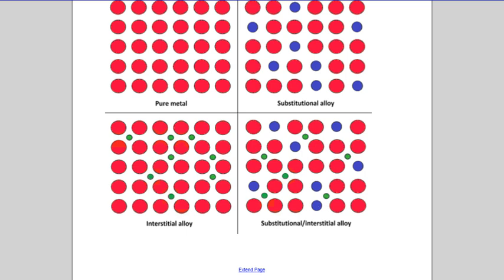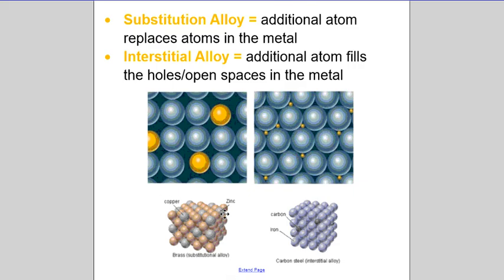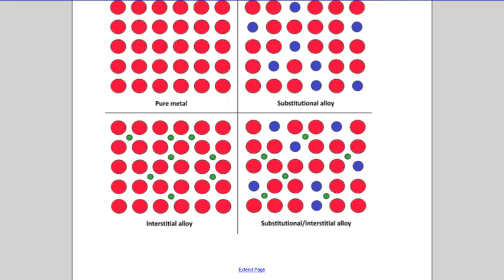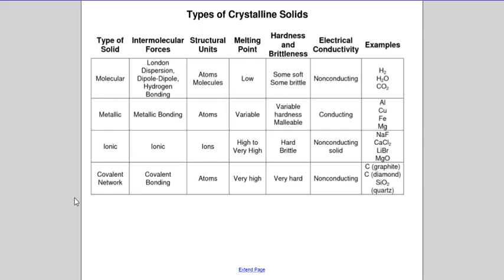Going back, brass is copper and zinc, which are right next to each other on the periodic table, so about the same size. And then steel involves iron and carbon, which have a noticeably different size to them. So this is just kind of the general overview of all the different types of solids, and the forces that kind of apply to them, some of the differences in properties, and then some examples.